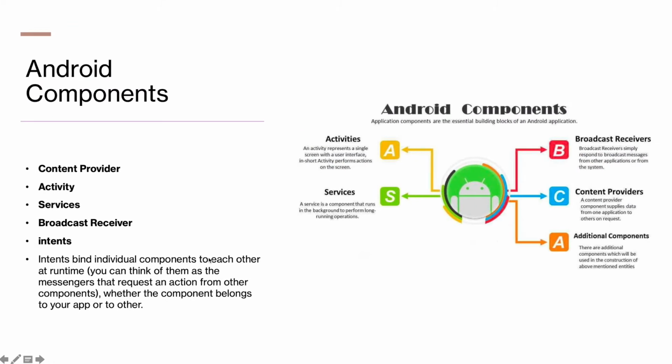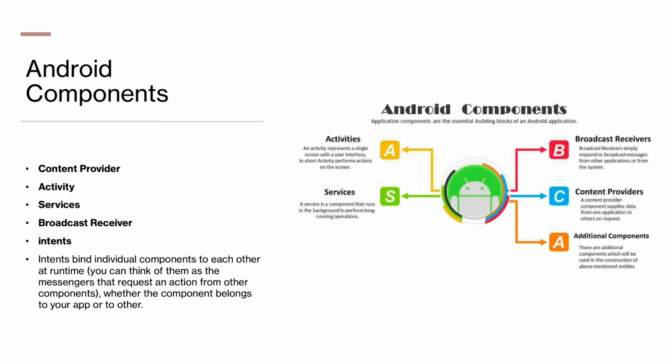And services: suppose we are chatting and in the background we are listening to some music, so that music will be a service. A broadcast receiver is like when our phone battery is going down and we receive an alert that your battery is going to be 5% below, 2% below. This is a broadcast message. Or when we apply DND, at 10 p.m. it will automatically appear that do not disturb mode is enabled. So it is a broadcast message basically.